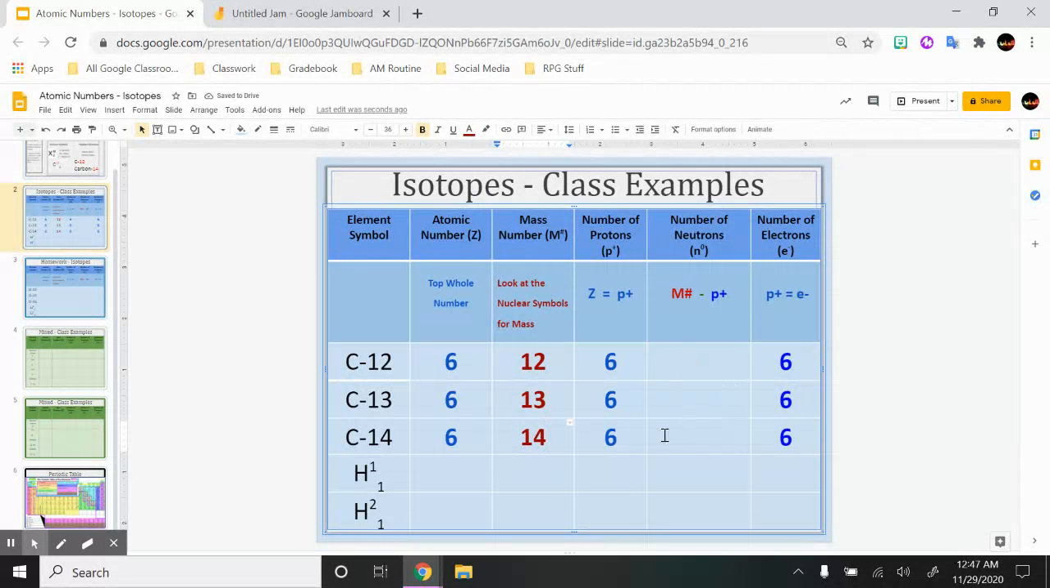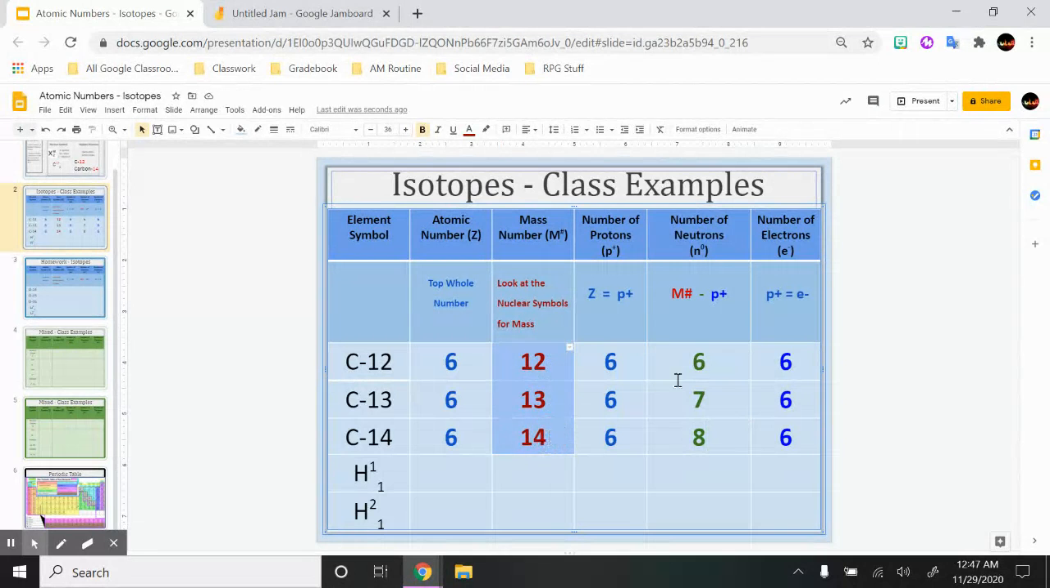So if we come over here to find our number of neutrons, we're going to do the same thing, but we're starting with a different mass each time. So for C12, we do 12 minus 6 is 6. For C13, we do 13 minus 6 is 7. And for C14, we do 14 minus 6 is 8. So when we look at these, the number of neutrons went up by 1, and the mass went up by 1.